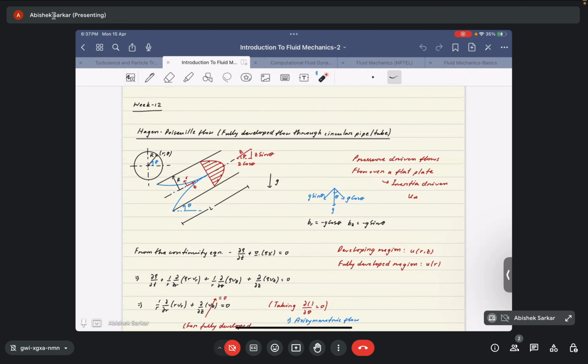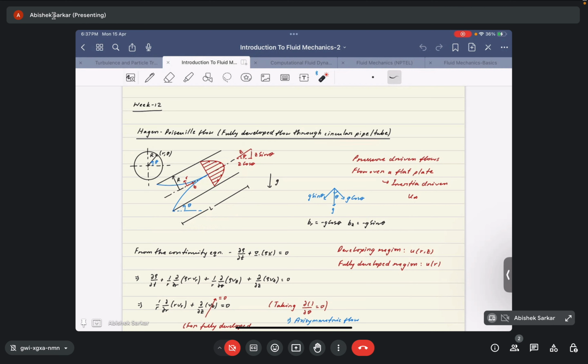So let us consider a flow through an inclined pipe, which is inclined at an angle of theta, which has a radius of capital R, and say has a length of L. Okay. In last week's session we were discussing briefly about the developing region and fully developed flows. So we also consider a fully developed flow through a circular pipe or a tube.